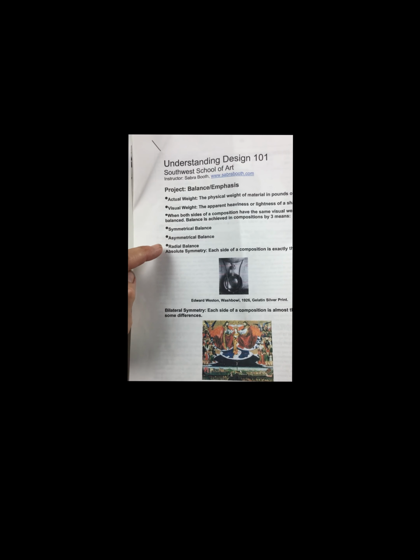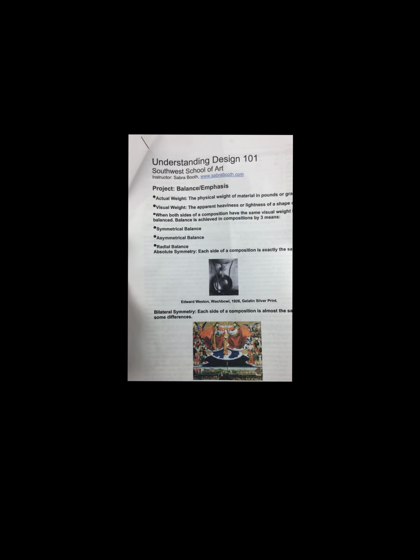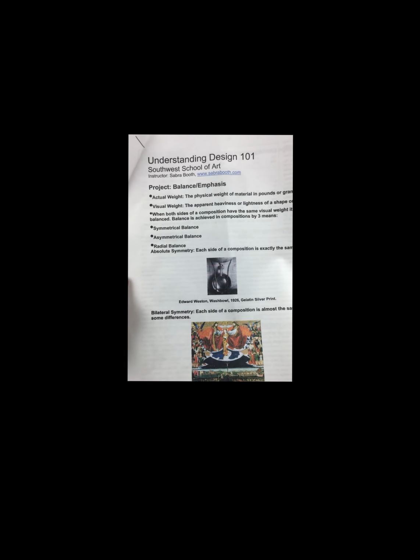And balance is achieved in a composition by three means: symmetrical balance, asymmetrical balance, and radial balance. And there's some subsets of each of these that I'll go over in a sec. So absolute symmetry is one side of the composition looks exactly like the other, and I'm using an Edward Weston photograph from 1926 to demonstrate this. The wash bowl creates a circle, and then you have these two lines coming down, and then the pipe, and it's absolute symmetry.